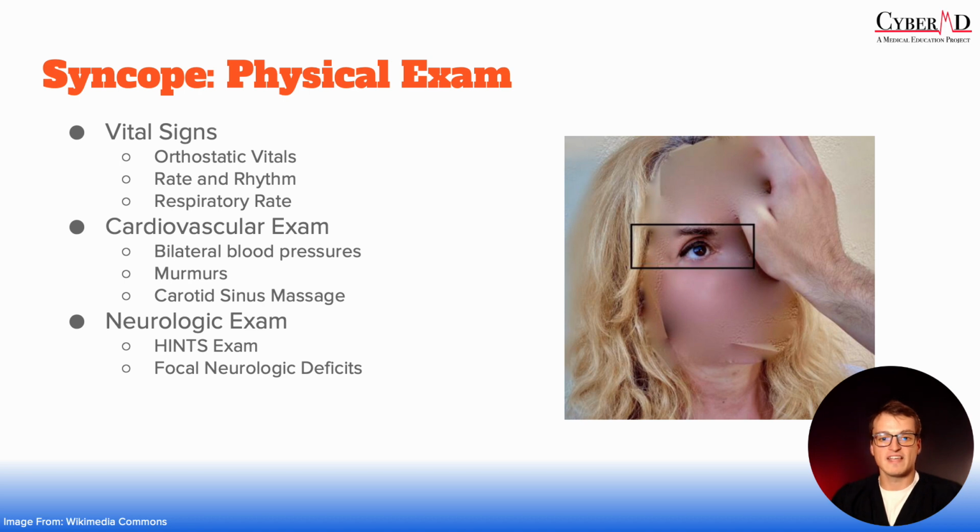For a physical exam, I'm not going to review everything on this slide. However, make sure you order the orthostatic vital signs or perform them yourself if you suspect orthostatic syncope as the etiology of the patient's syncopal event. Additionally, if you suspect that this is maybe vertigo or dizziness rather than syncope, I encourage you to learn about the HINTS exam and to check for any focal neurologic deficits to rule out any kind of stroke symptoms.